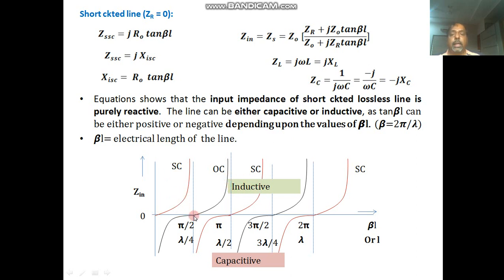Now if the beta L value is between pi by 2 and pi, then tan beta L will be negative, so this value will be negative. In that case it will act as a capacitor under short circuit condition. So the transmission line under short circuit condition will behave as an inductor or capacitor. It depends upon the beta L value, that is the electrical length of the transmission line.